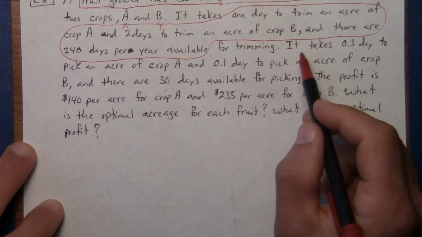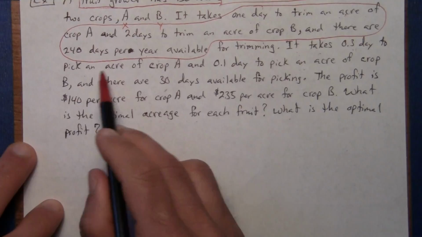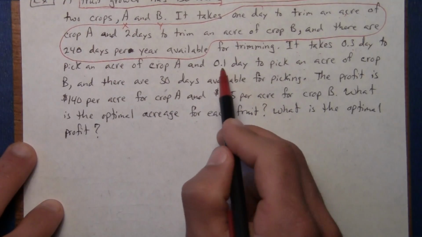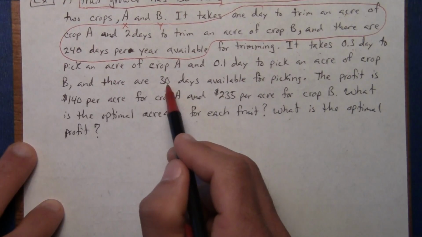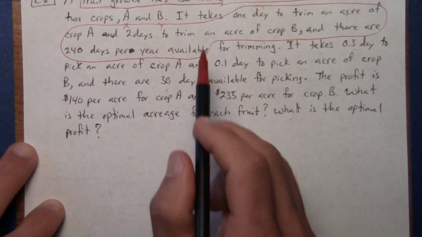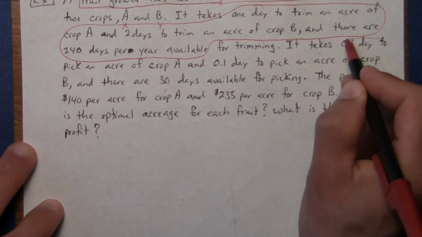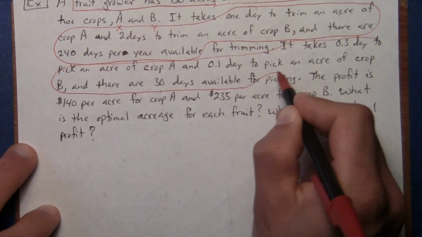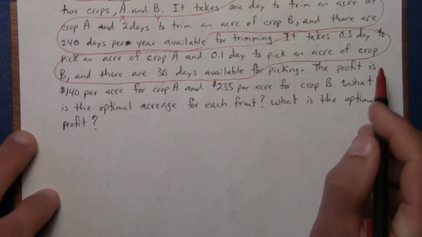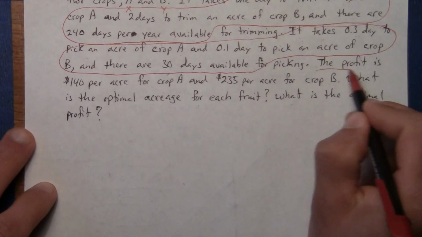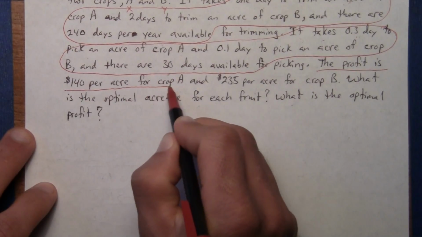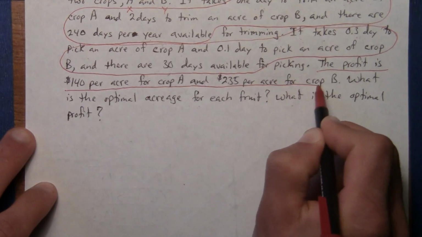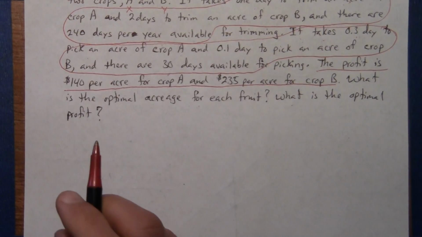Alright, it also goes on to say it takes 0.3 days to pick an acre of crop A, 0.1 day to pick an acre of crop B, and there are 30 days available. Kind of like what this one said for the trimming, this is doing for the picking. That is going to be important. And then it says the profit is $140 per acre for crop A, $235 per acre for crop B, and they ask you to find two things.